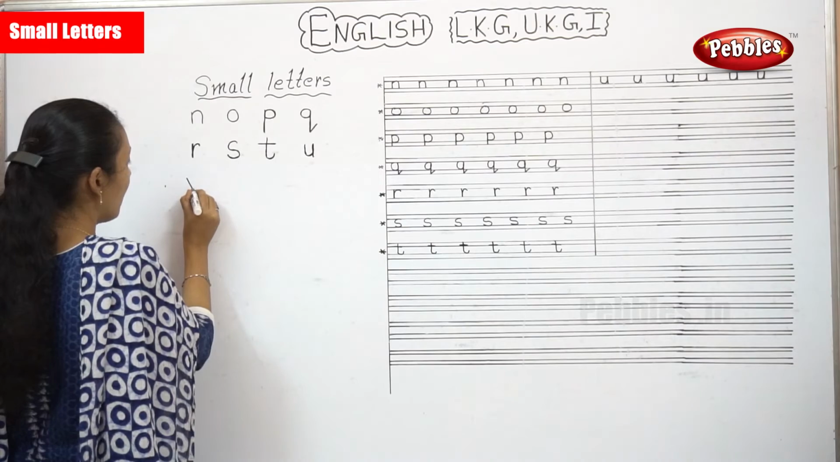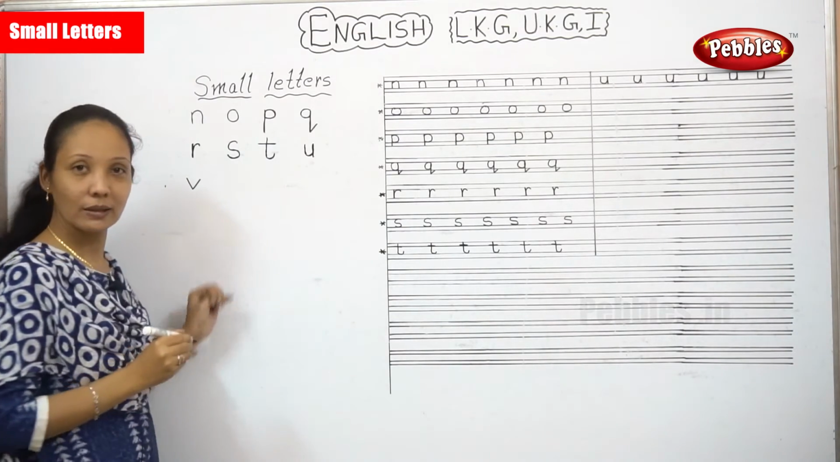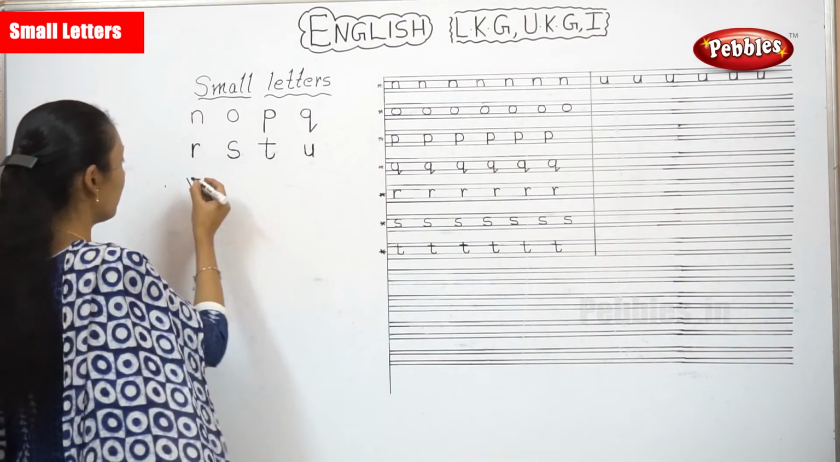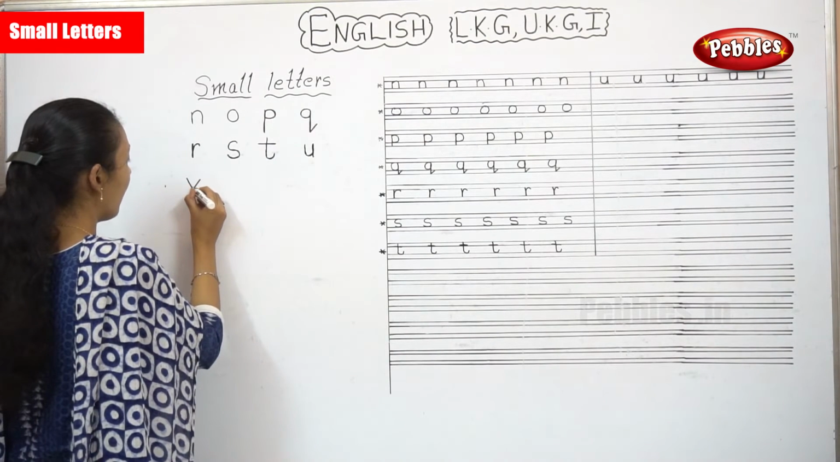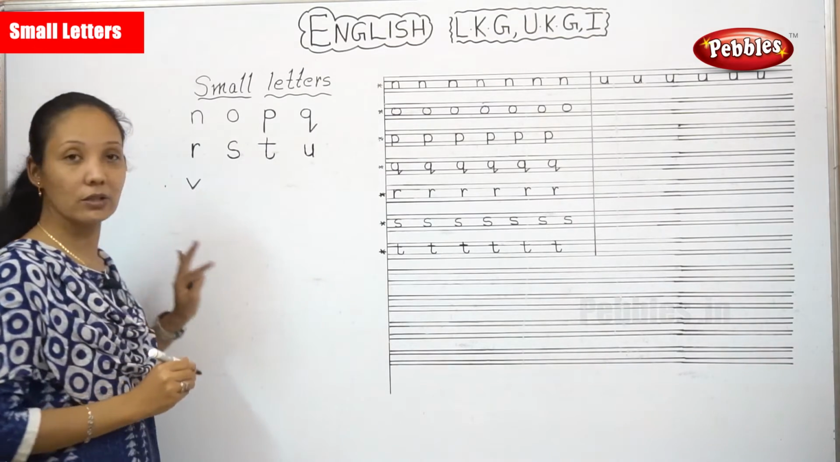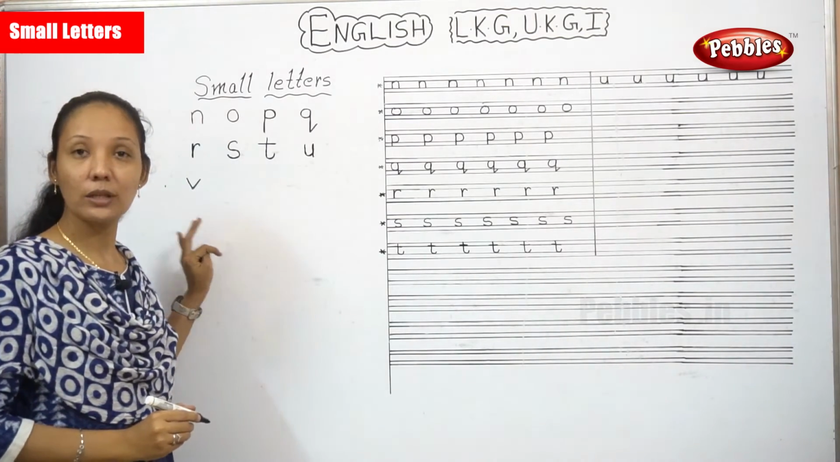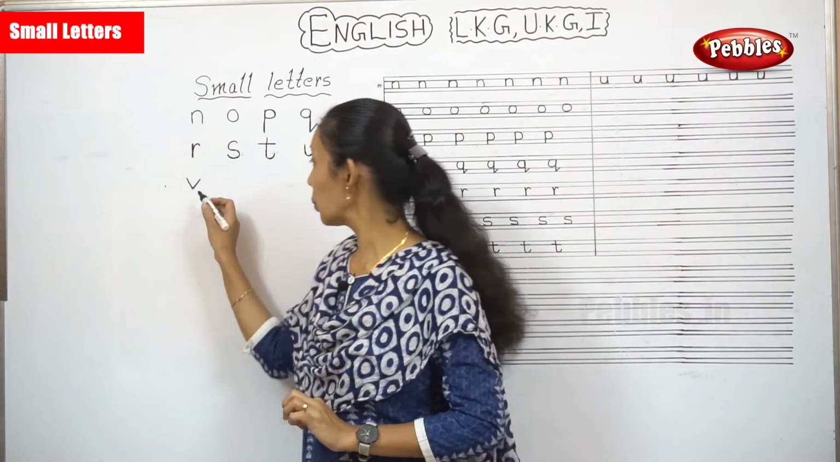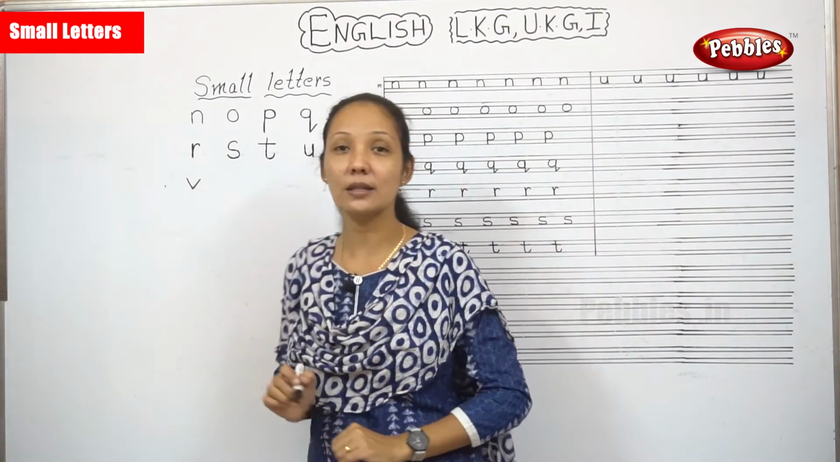How do you write V? Slanting line and up again a slanting line. Correct? Yes, V. Now again a slanting line and again a slanting line, that is on your left and your right. 2 slanting lines, you will get small letter V. What is this? Yes, small letter V.